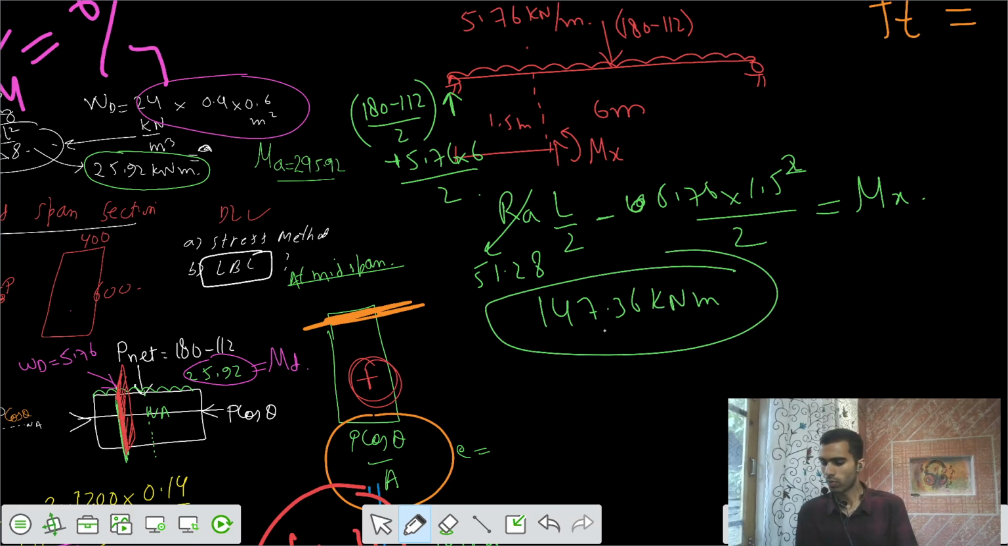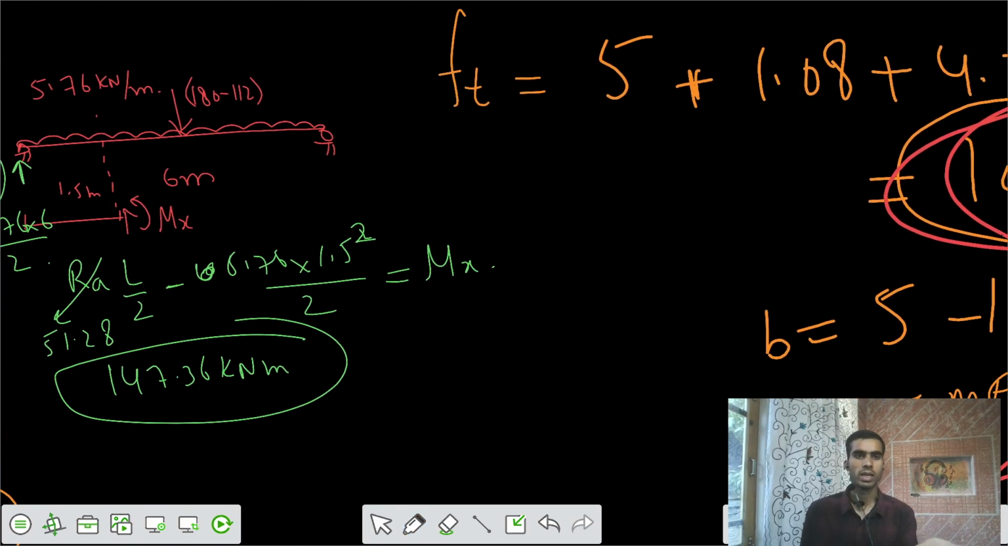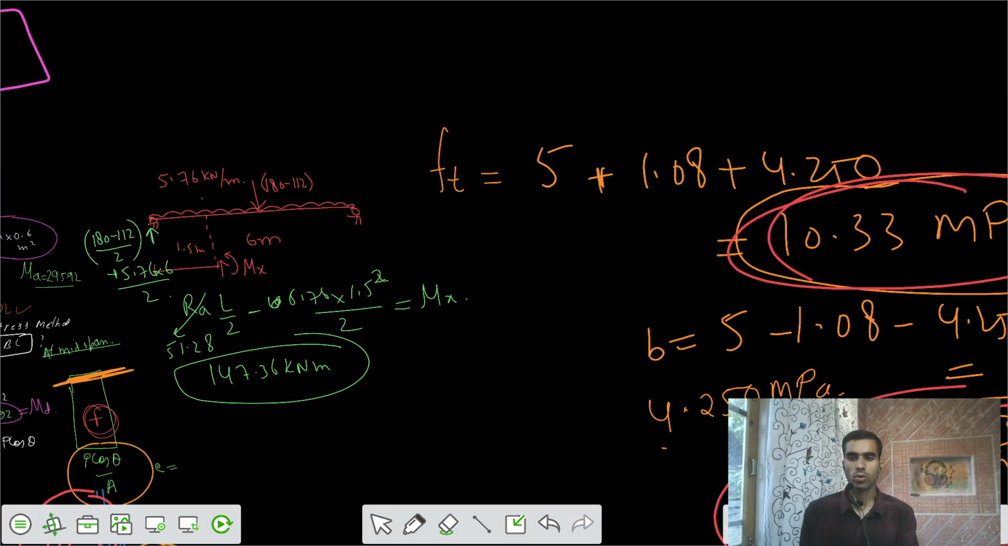Total moment 147.36. Let's check the value here: 51.28 into 1.5 minus 5.76 into 1.5 square by 2. That's 147.36. So the moment here is 147.36, that's okay. Let's go for the calculations now as per the load balancing concept.